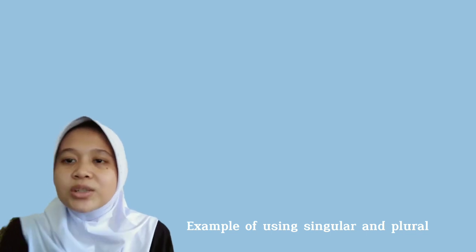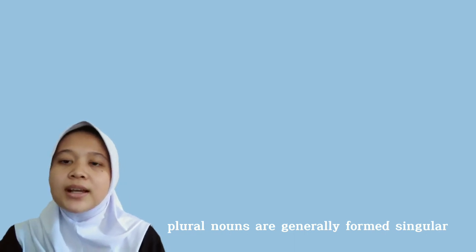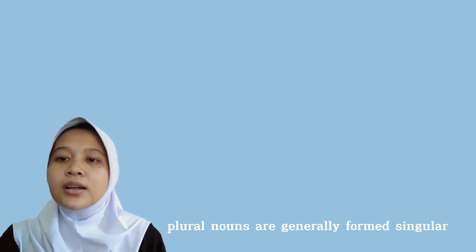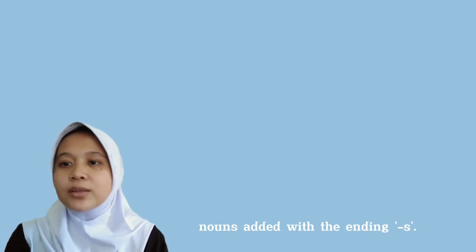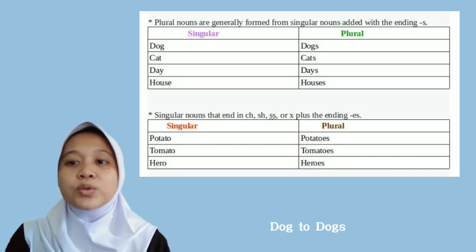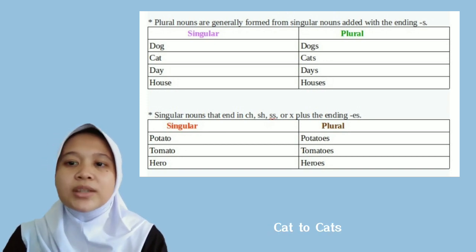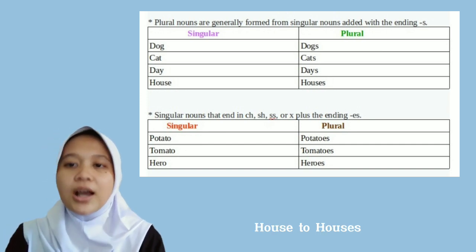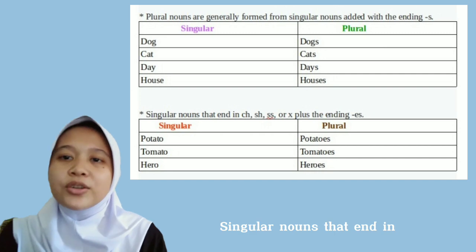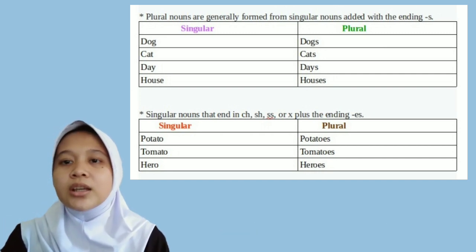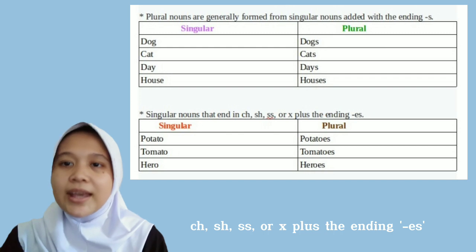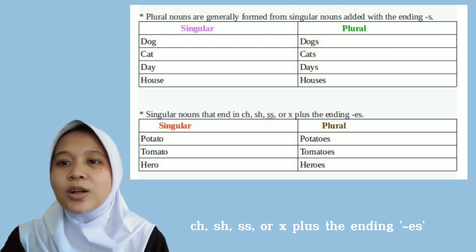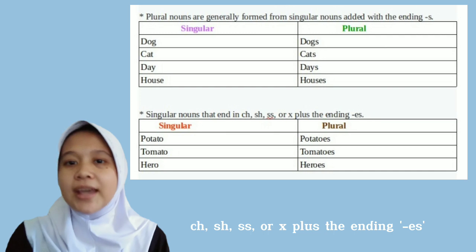Examples of using singular and plural and their rules. Plural nouns are generally formed from singular nouns added with the ending s. Singular: dog to dogs, cat to cats, day to days, house to houses. Next, singular nouns that end in ch, sh, ss, or x add the ending es.